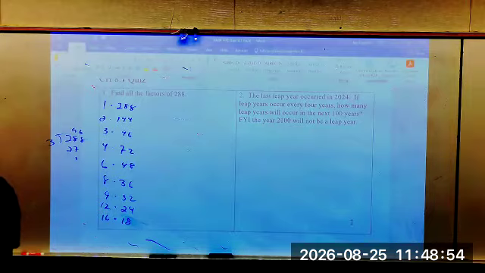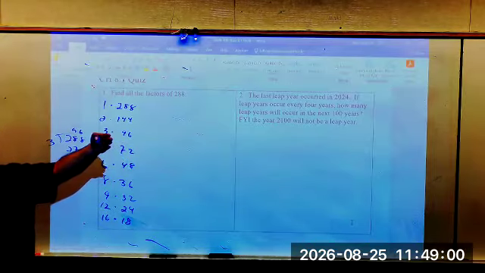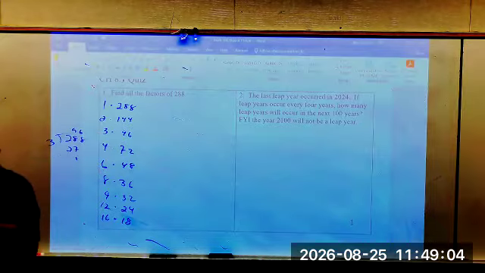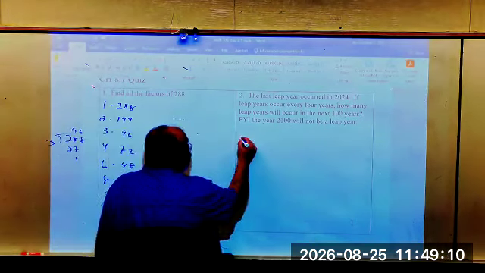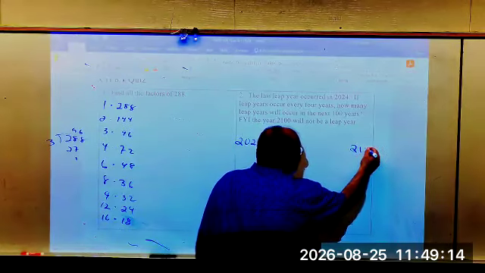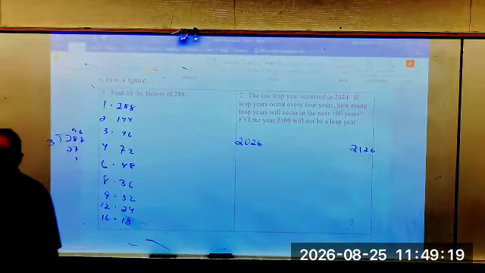So do we count 2020? We're ready to go the next 100 years from now. Yes or no? No. Because we're starting in 2026 and we want to go 100 years from now. So basically, we're looking at from 2026 all the way to 2126, the next 100 years. Okay?